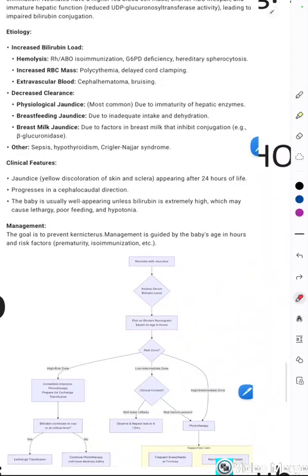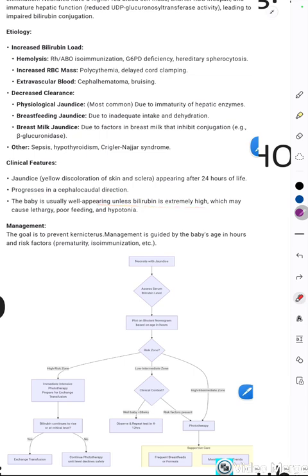Then the clinical features will be jaundice, that is yellowish discoloration of the sclera and the mucous membranes. Apart from that, the skin. If it happens after 24 hours of life, it's physiological jaundice. Within 24 hours of life, involving palms and soles, and if the total serum bilirubin rises by more than 5 milligrams per day, then that's pathological jaundice. Always the jaundice progresses in cephalocaudal direction. The baby is usually well appearing unless bilirubin is extremely high.